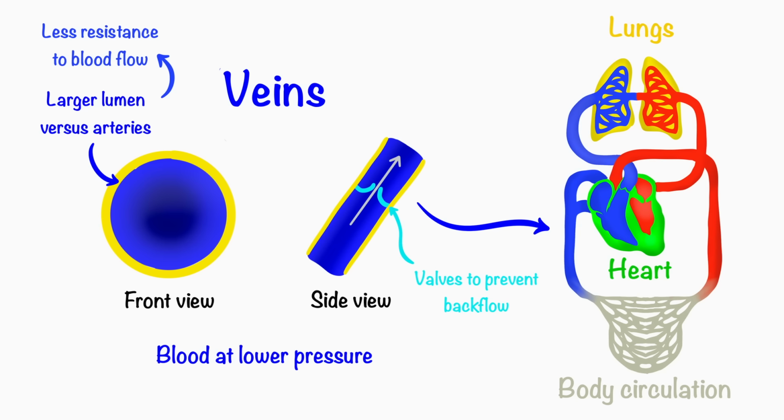Second, many veins, especially those in the limbs, contain valves. These one-way valves prevent blood from flowing backward due to gravity. Third, vein walls are thinner than artery walls since they don't need to withstand high pressure. However, they still contain some muscle and elastic tissue to maintain their shape and assist with blood flow.